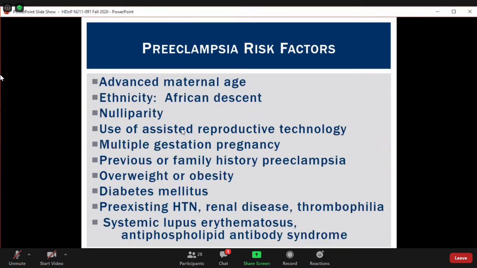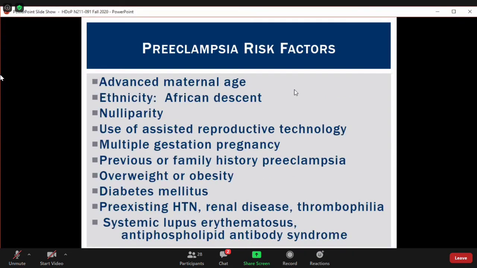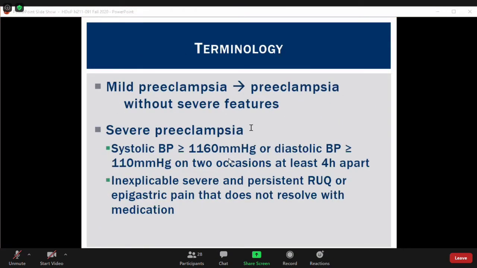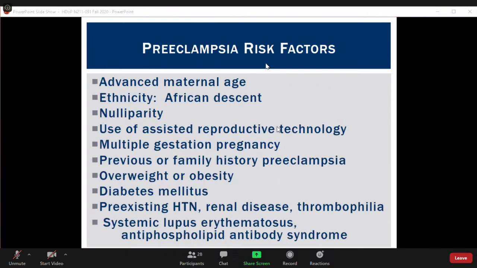Okay. Presentations. So, risk factors. So, the elevated blood pressures, 2 readings at least 4 hours apart. So 2 occasions at least 4 hours apart. That will be your diagnosis.